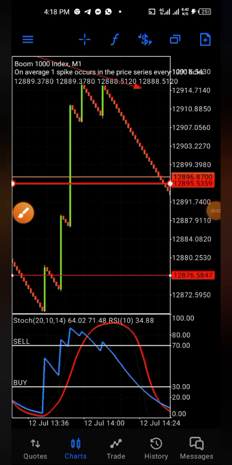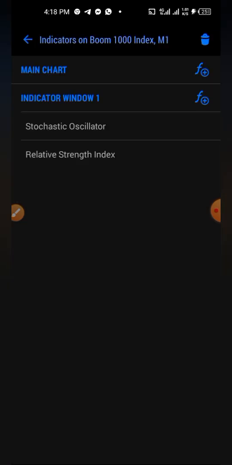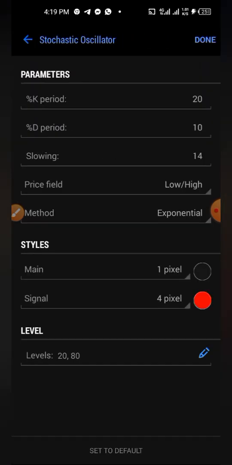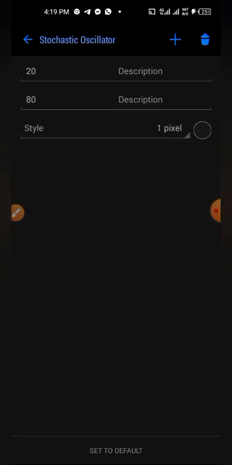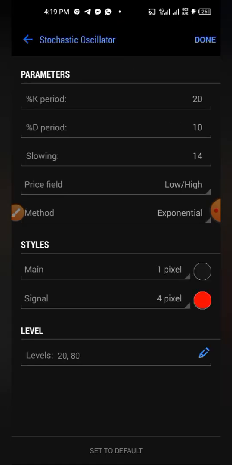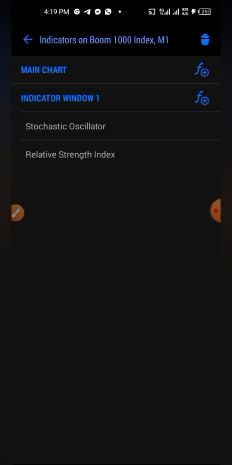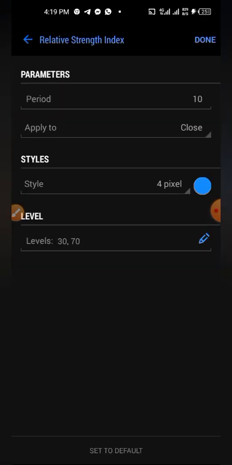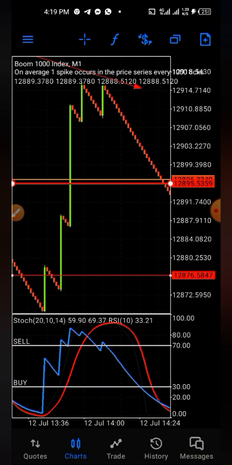So guys, I'm showing you the setup for the indicators now. You have stochastic and relative strength index. So this is the setting for the stochastic oscillator. The levels. Relative strength index. This is set up here. Just that. Okay. Screenshot it and set and use it on your own chart.